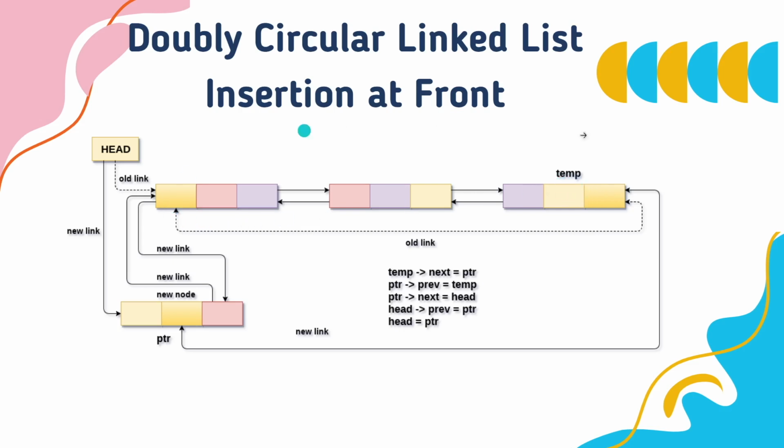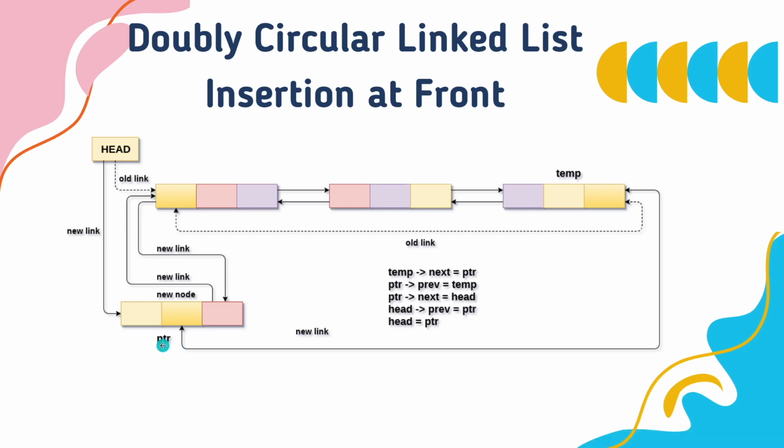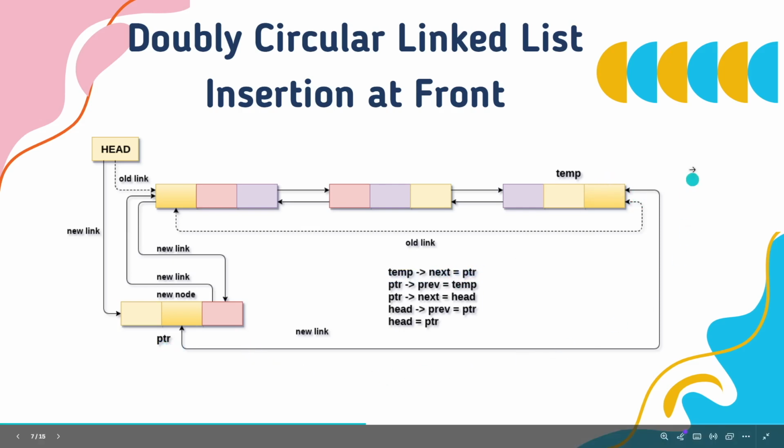I could straight away get the address of the last node from the first node just by looking at its previous part. Thereby I have fetched the address of the last node. Now, I want the last node's next part to point to the new node, and the new node is the one named PTR. So, that is what I am doing as the first step, temp's next part contains the value of PTR. Thereby this link gets set up.